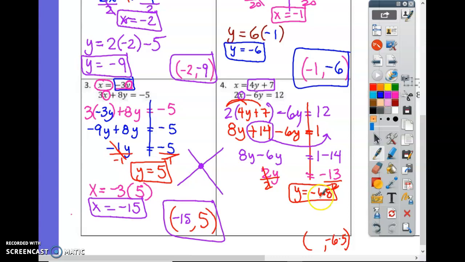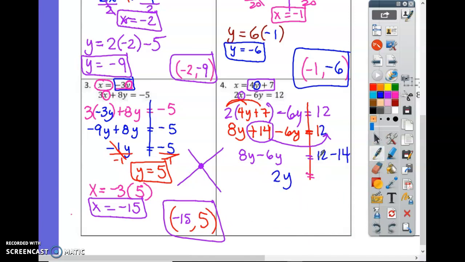Then you plug that back in here. So you're going to do 4 times negative 6.5 plus 7 in decimals. Put that in decimals, and that's going to give you your x. So I messed up. It's supposed to be 12 minus 14. That gives you negative 2. Divide by 2.